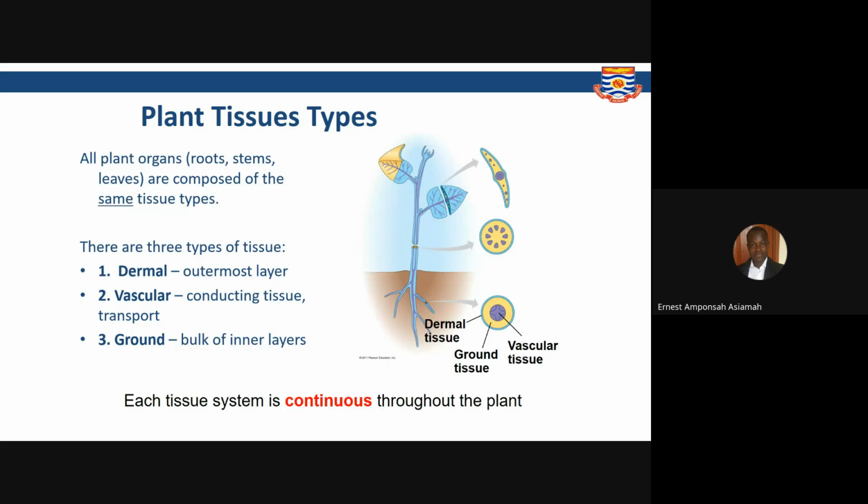Then the rest of the tissue, which does not form part of the dermal and vascular tissue, constitutes the ground tissue. They are the bulk of the inner layer. And one point is that the dermal, vascular, and ground tissue in the various organs of the plant are continuous with one another. The ones present in the root are continuous with those of the stem, and that is also continuous with those of the leaves.